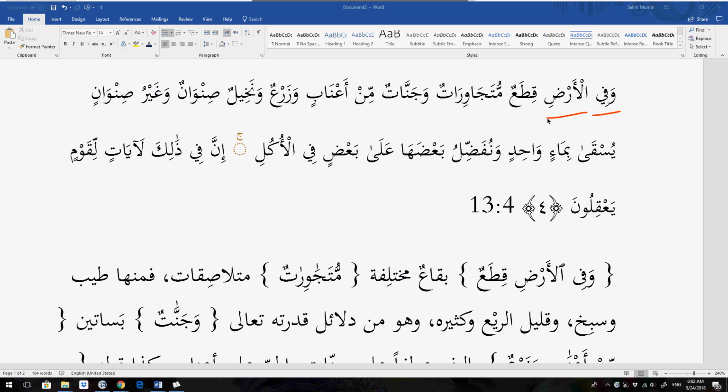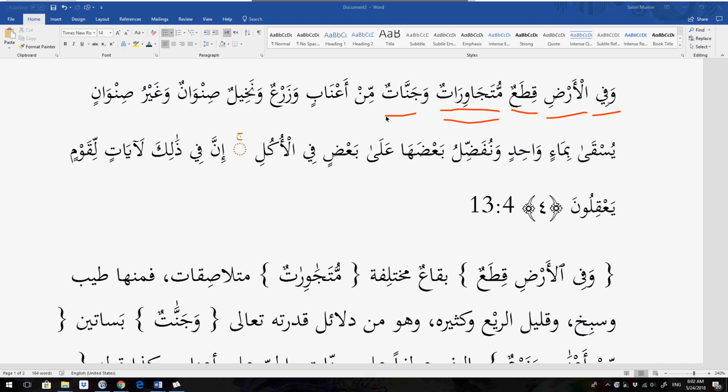وفي الأرض قطع متجاورات, and in the earth, قطع are tracts, tracts of land. We call them tracts. متجاورات, that cross each other. They cross each other, or we could say they run adjacent to each other. These are tracts of land.